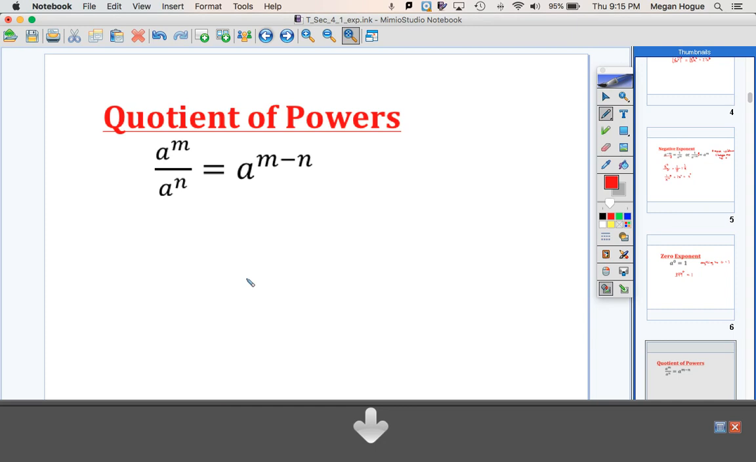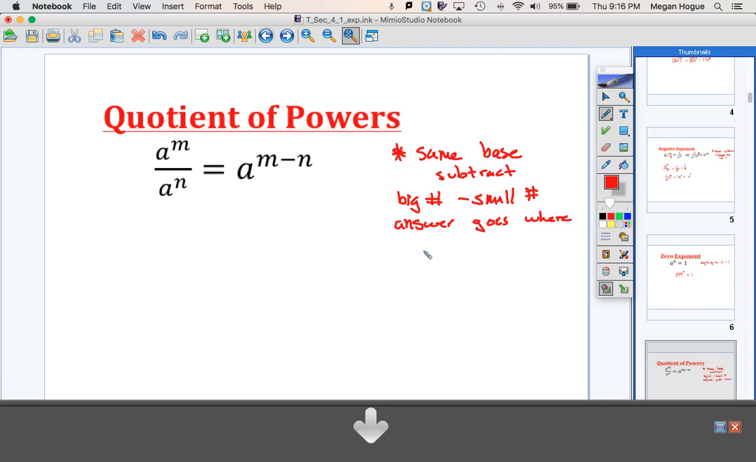Quotient of powers. Well, what we're doing here, notice same base, we're subtracting. So let's put same base, and we're going to subtract. Now there's a little trick to this one that I like to use. And so what I like to do is I like to do big number minus small number, because that's how we subtract. And then our answer goes where the big number was. Now that's a lot, but it has to do with those negative exponents.